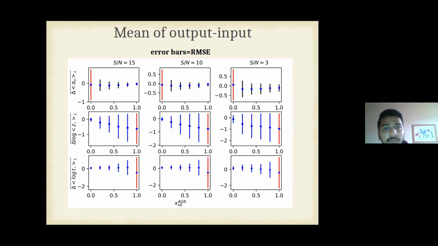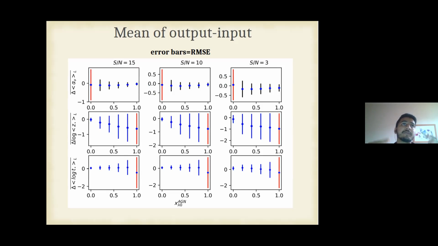And we also plotted the mean output minus input for various signal to noise values and various parameters. Again, the x-axis is the AGN fraction, and on the top, the first row, let's say, is the power law index, and we see that with increase in the AGN fraction for a fixed signal to noise, of course, the error bars decrease, but overall the scattering around zero.